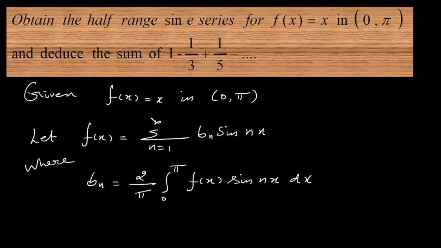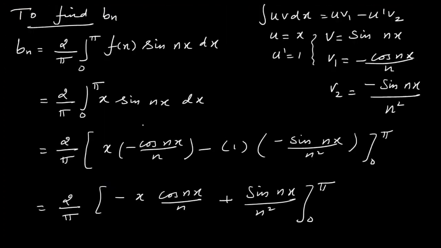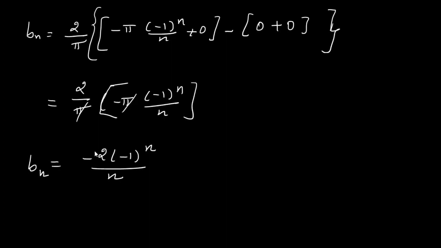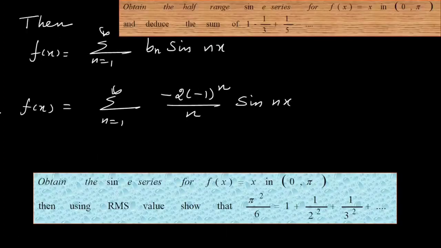This case we have discussed already, so I will skip all these steps and write down the general form. Your f of x is equal to sigma n varies from 1 to infinity of minus 2 times minus 1 whole power n over n sin nx. Look here. I have to mention one important point to you now. This is the given problem, and right now we have to discuss this problem.